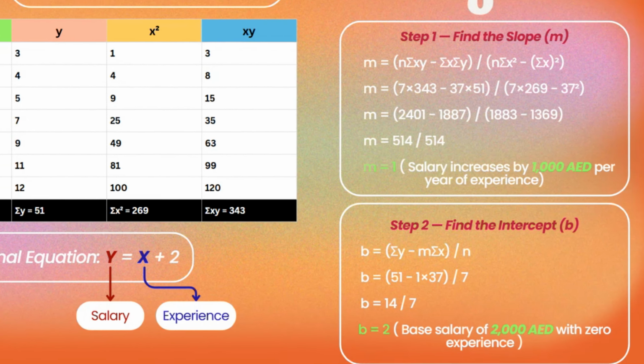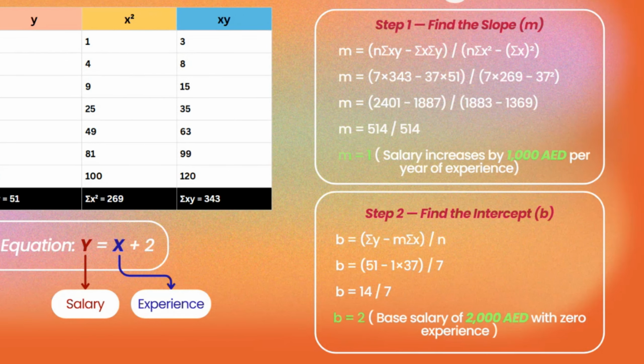So the first step is finding the slope m. The formula that Sugandhika showed is what we are going to use here. m is equal to n summation xy minus summation x summation y, the whole divided by n summation x squared minus summation of x the whole squared. So we just need to put the values from the table into the formula.